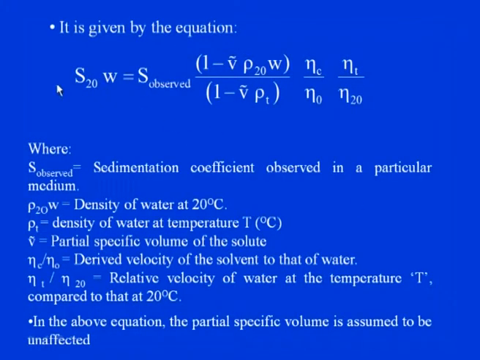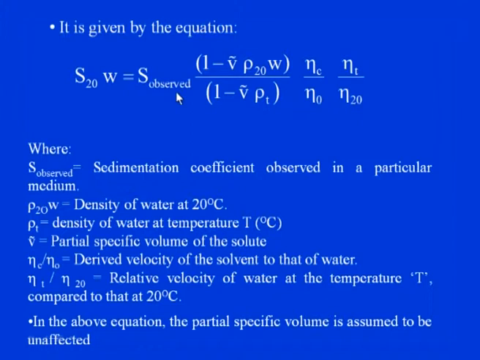This is the standard sedimentation coefficient, which is taken in water at 20 degrees Celsius. The measured value of the sedimentation coefficient, which is affected by temperature, solution viscosity and density, is often corrected to a value that could be obtained in a medium with the viscosity and density of water at 20 degrees Celsius. This is expressed as the sedimentation coefficient in water, or standard sedimentation coefficient, and is given by this particular equation. So, when it is corrected, S20,W is for water.